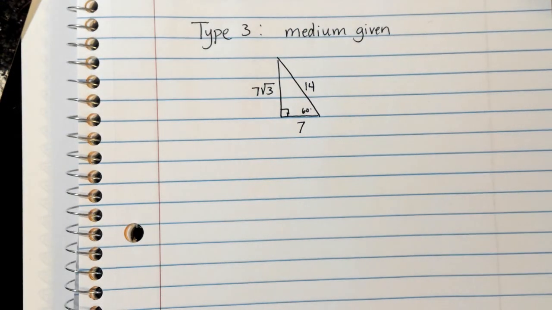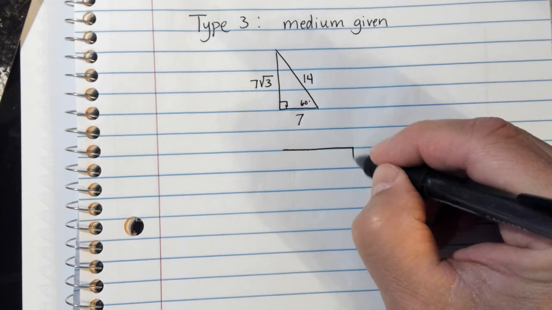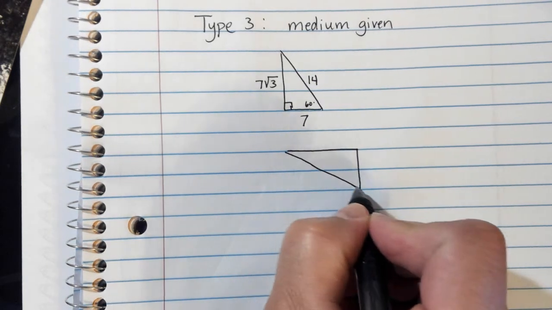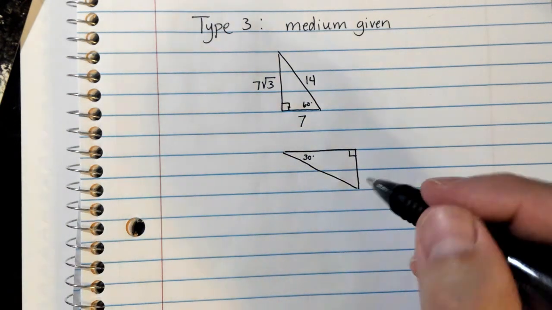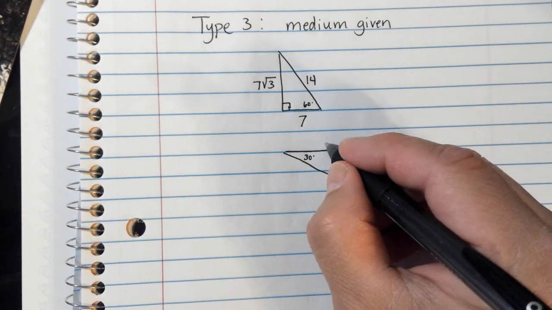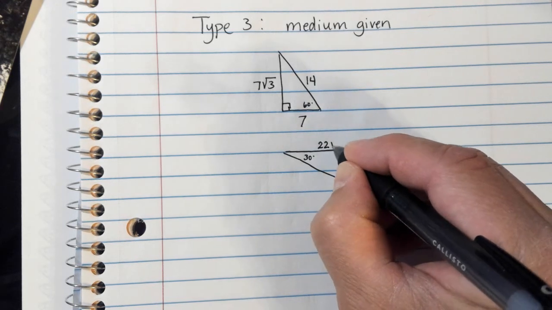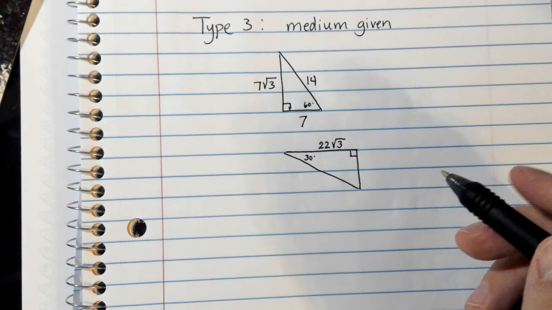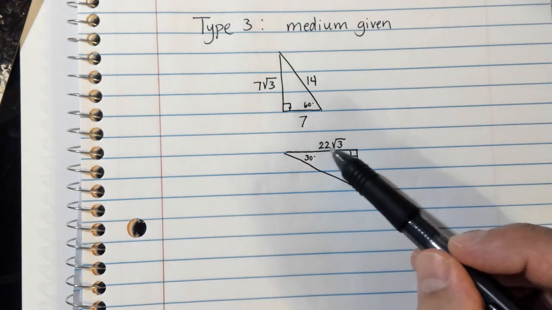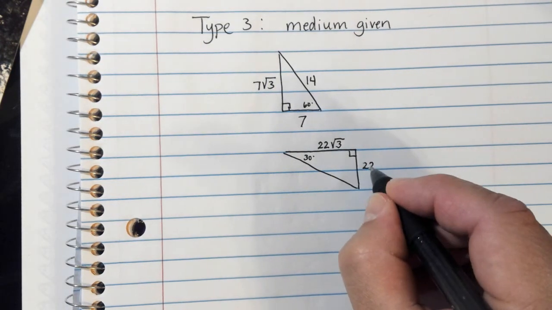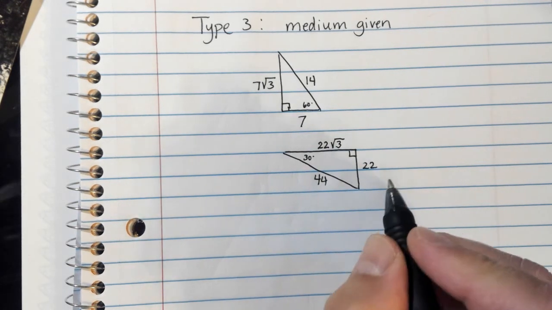One more? Okay, do another one. This one's for you, Mario, because I know you don't pay attention. Medium side. I'm going to make up a bizarre number. 22 radical 3. The small side here is just that number right there, 22. And then the hypotenuse is double the small side. Voila. Done. I'm done teaching.